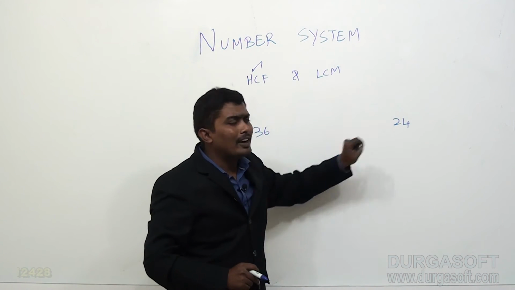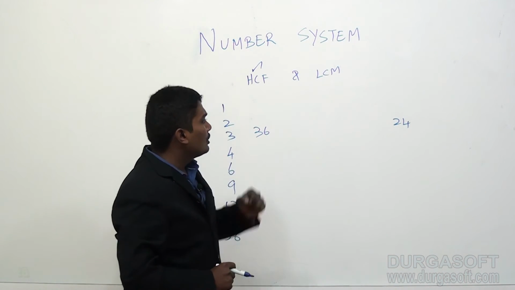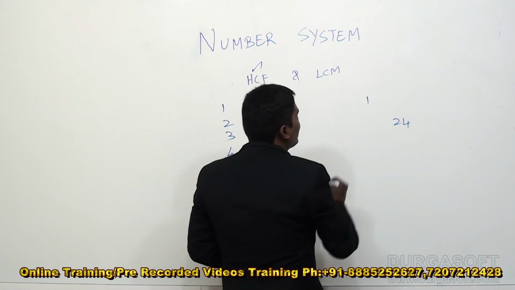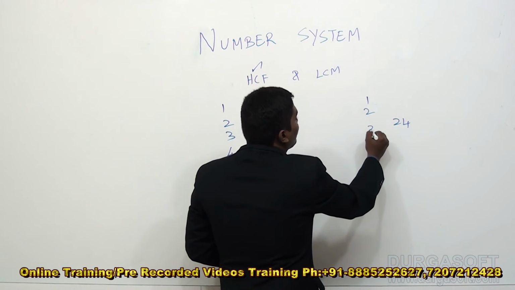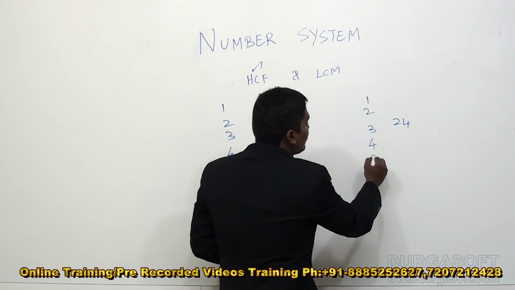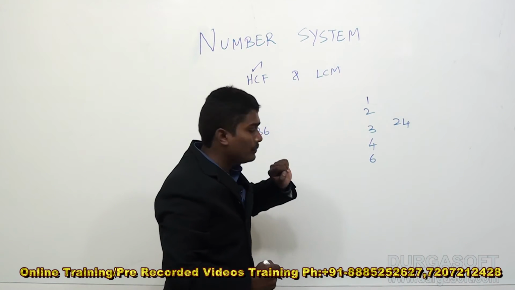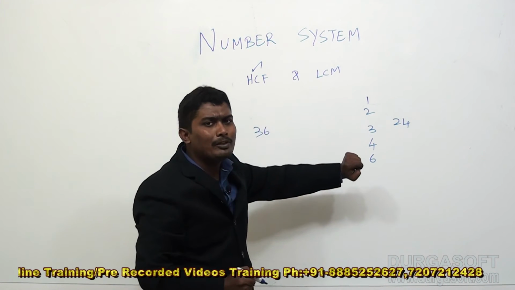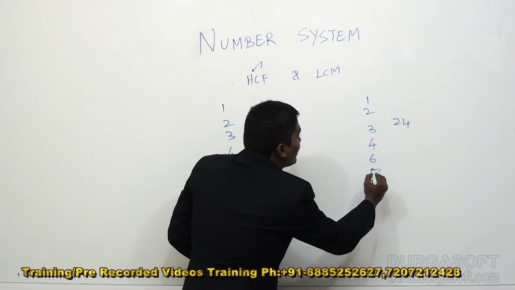Now I will try to find the factors for the number 24. So this number 24, I can divide it by first table, second table, third table, fourth table, sixth table. You see, 6 4s are 24. Next, 3 into which number will give 24? 8. So 8 3s are 24.